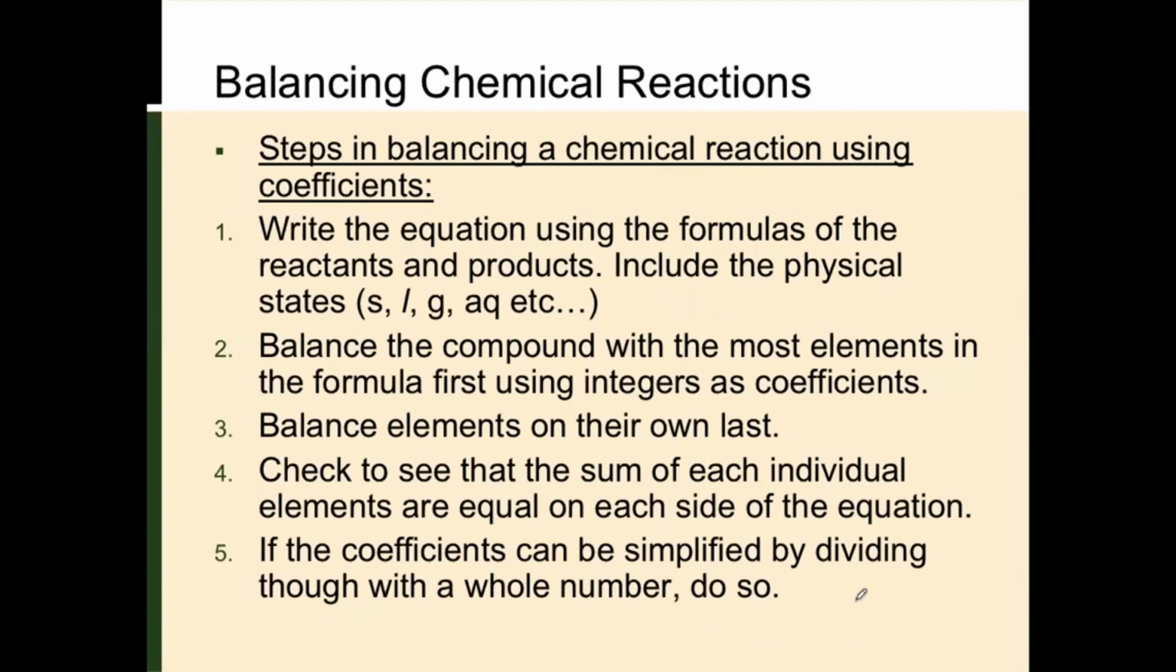Balance the compound with the most elements in the formula first, so we should only be using whole numbers. We don't want a quarter of this molecule reacting with 2/3 of another. We want everything to be in terms of integers, whole numbers, because usually we can't really have half of a molecule. We have the whole molecule or nothing. Balance the elements on their own last. So for example, oxygen in our previous example would be an element, and so that would be balanced last. Here, for example, O2 is an element, so that would be the last thing to be balanced.